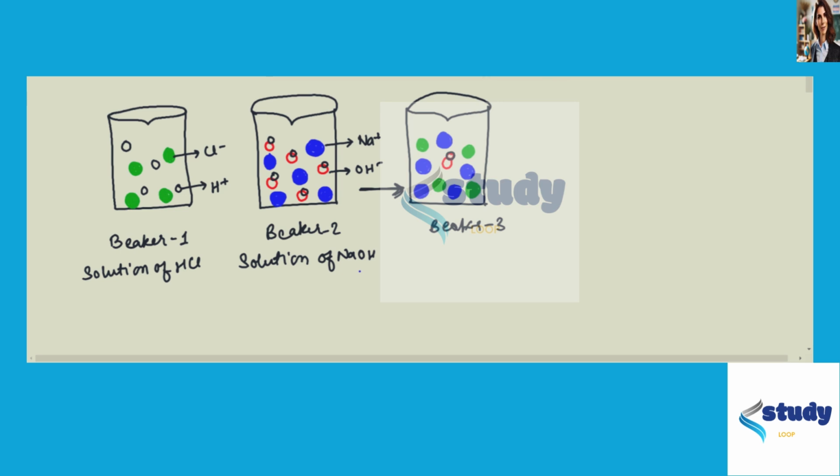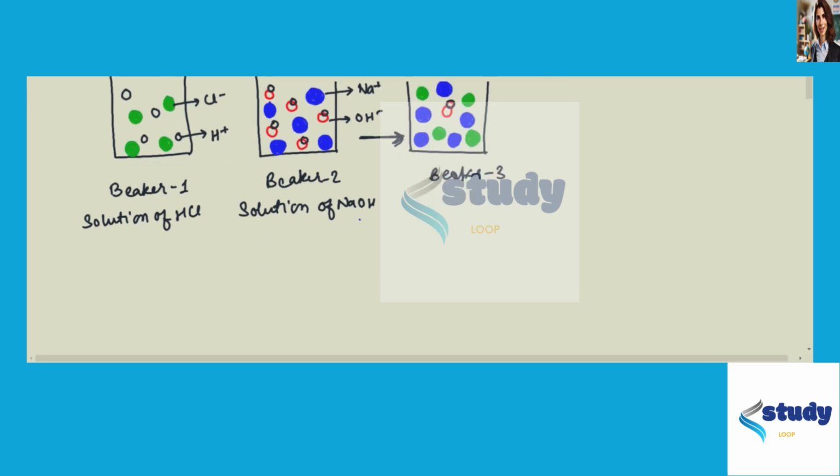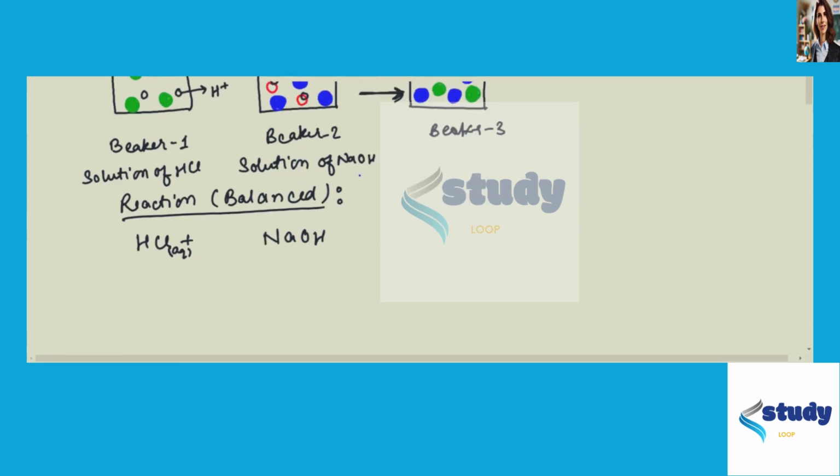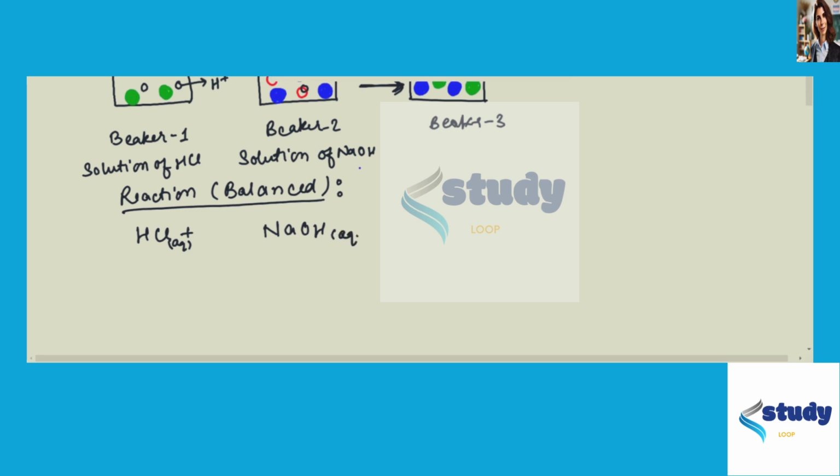So can we write the reaction here? Yes. According to this, we can see there will be a reaction. The balanced reaction we will write here, but first of all, we will write what is reacting. In beaker 1, there is HCl, plus in beaker 2, NaOH is there. This is also aqueous and this is also aqueous.